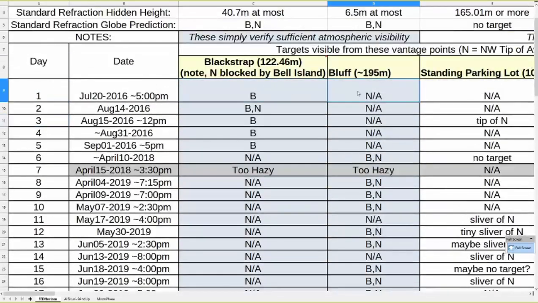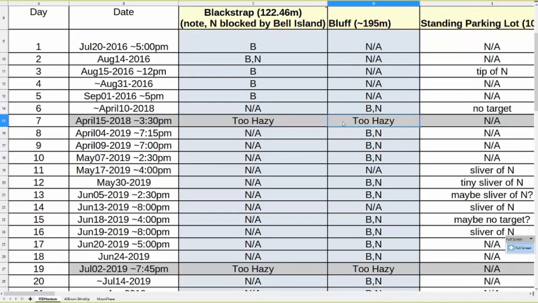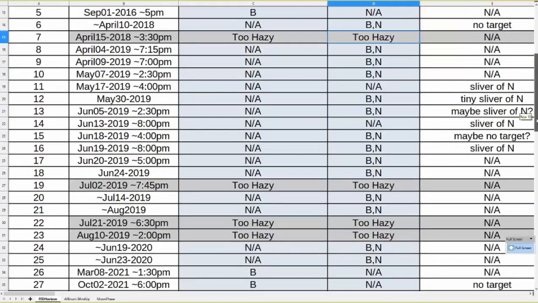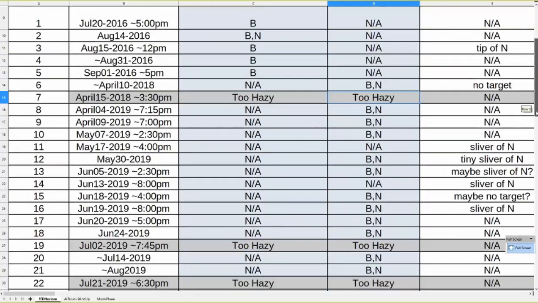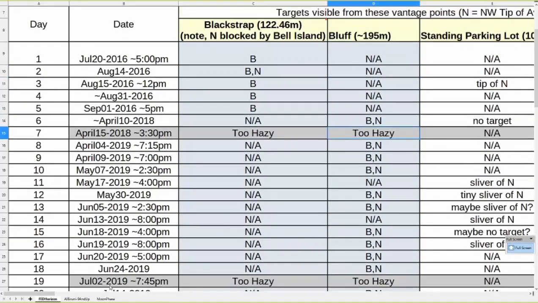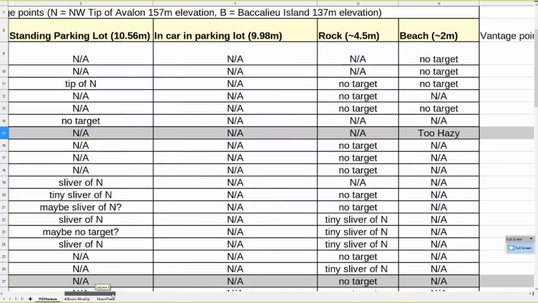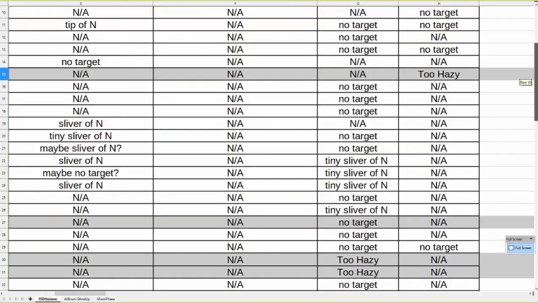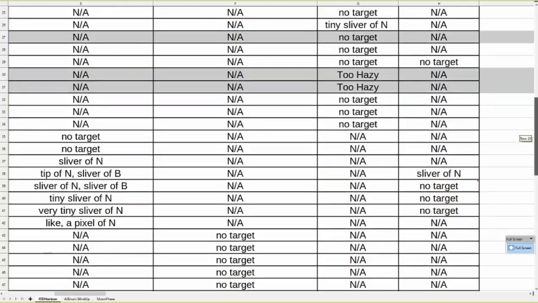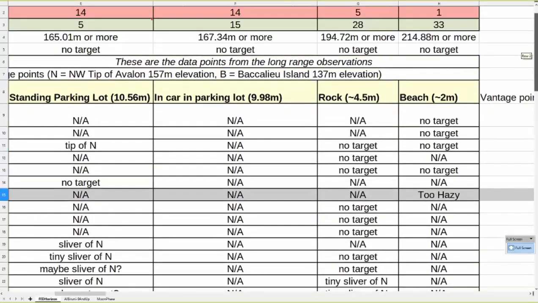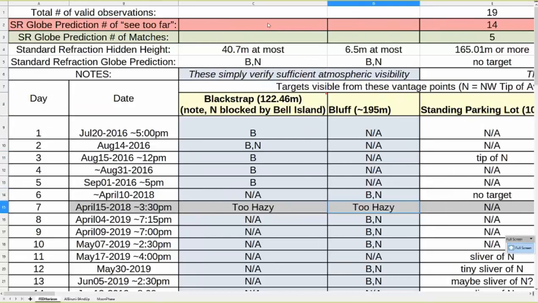So these first 2 columns here, in blue, are just observations on a date used to confirm atmospheric visibility was sufficient. The gray rows here just mean that the day was too hazy. So 46 minus 4 is 42, which leaves 42 useful days. And here are the observations from those days. So I basically recorded whether or not I could see a target from the given vantage point.